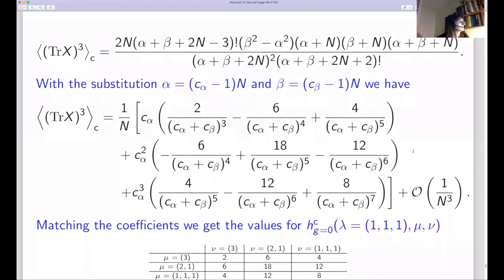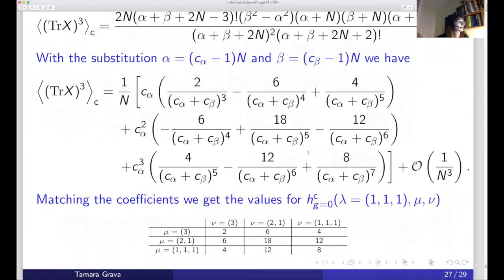I'm just considering the case g equal zero, genus zero. So this first coefficient gave the genus zero. So this is the trace of X to the cube. So the partition here associated is 1, 1, 1. And then we have mu and nu free. So the first coefficient here is C_alpha to the one. So it means that we are choosing a partition nu of length one. And so this is our coefficient, while regarding the length of the partition mu it is 1, 2, and 3. And so these are the coefficients: 2, 6, and 4.